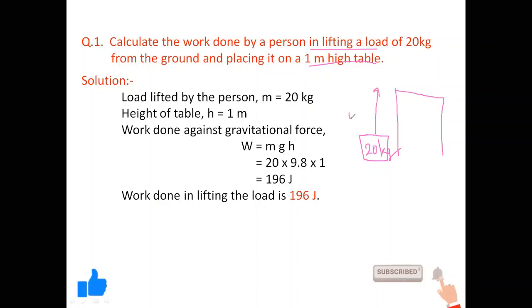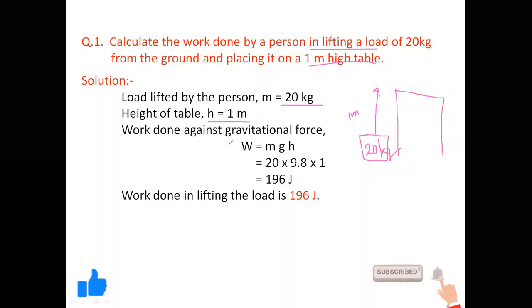20 kg लोड को 1 मीटर हाइट टेबल पे रखना है. तो उस बीच उसने जो वर्क डन किया तो उसे हमें कैलकुलेट करना है. Calculate the work done by the person. ओके, load lifted by the person, let it be m. 20 kg है. Height of the table is 1 meter. SI unit में दिया है, so no conversion needed here.